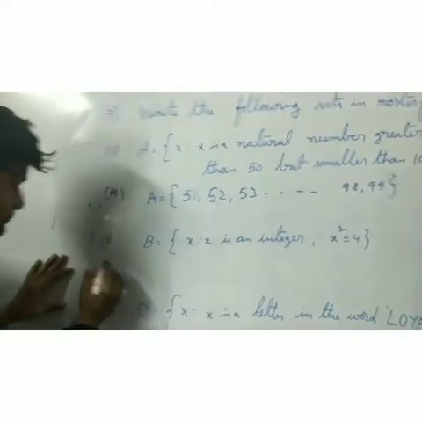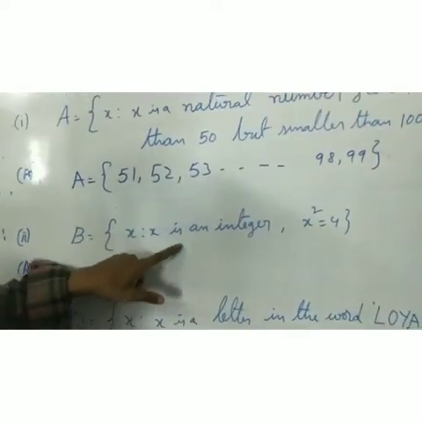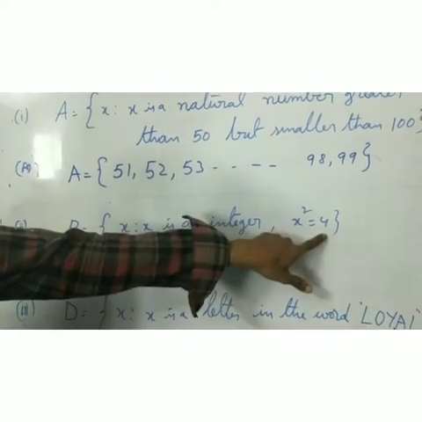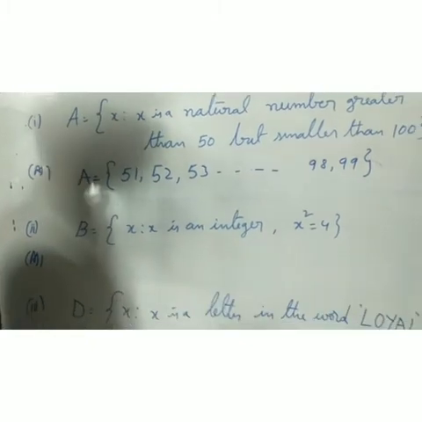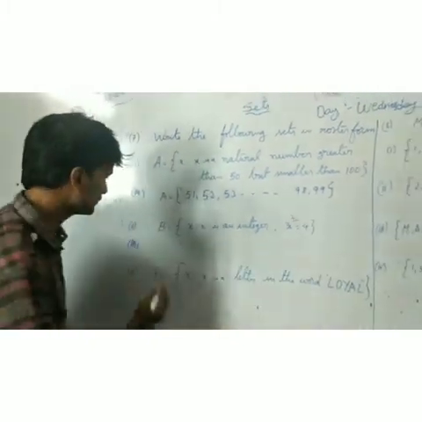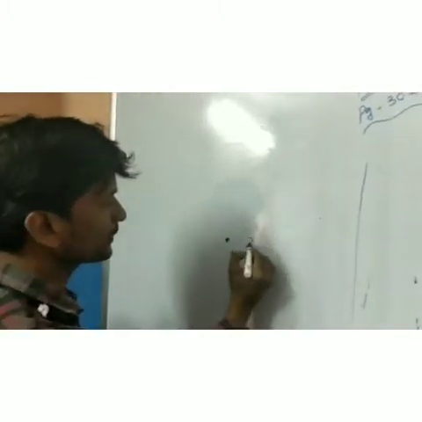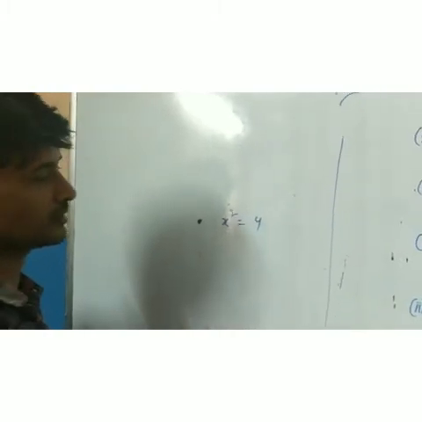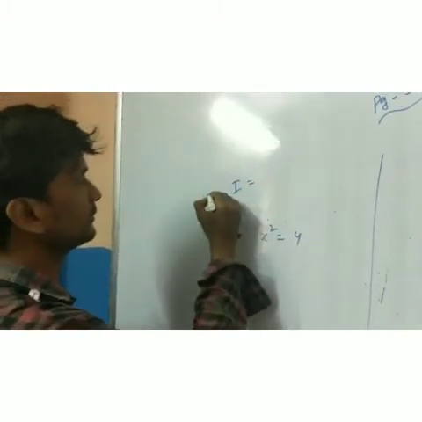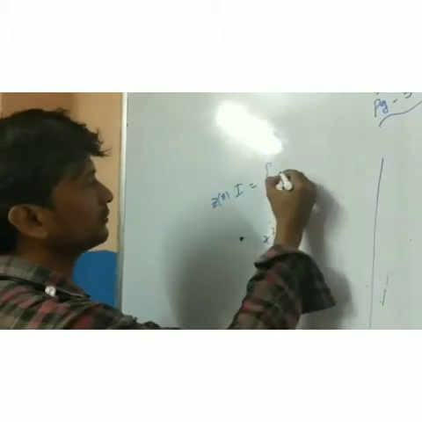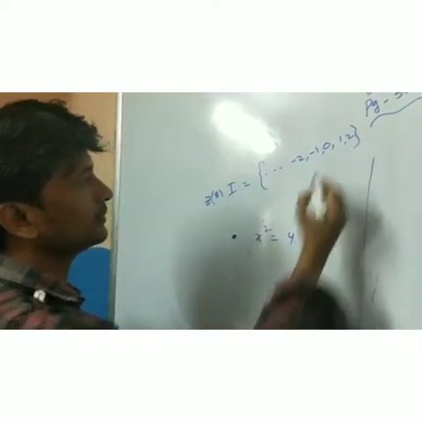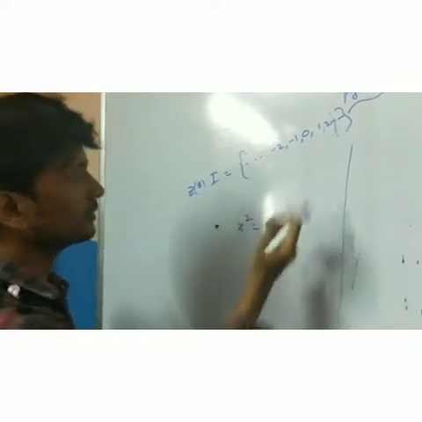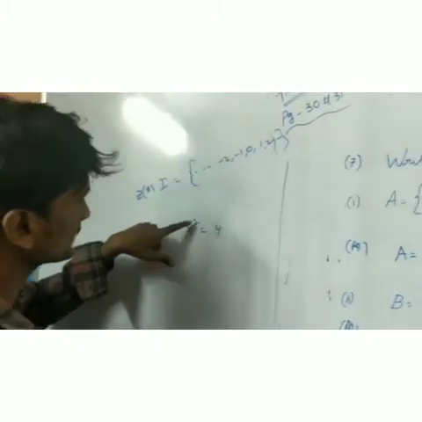Next one. B equals x such that x is an integer, x square equal to 4. Already we know that integers include negative numbers and positive numbers, including 0 also. So which are suitable for us? Small rough work we will discuss. Integers are -2, -1, 0, 1, 2 and so on. So which numbers are suitable here, x square equal to 4?